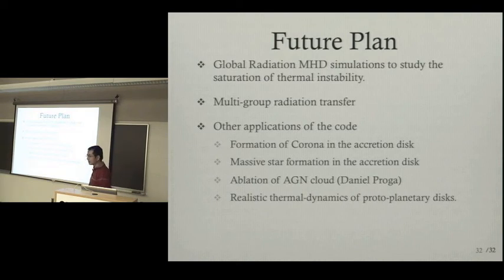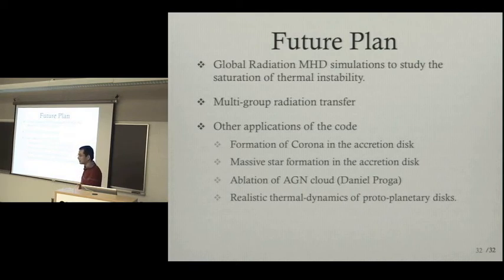Maybe I missed this point, but what is the fundamental difference that causes the change in thermal instability between flux limited diffusion and the variable Eddington tensor? It's a very good question. Or maybe you don't know the answer, which is fair. Basically, we do not know the answer.